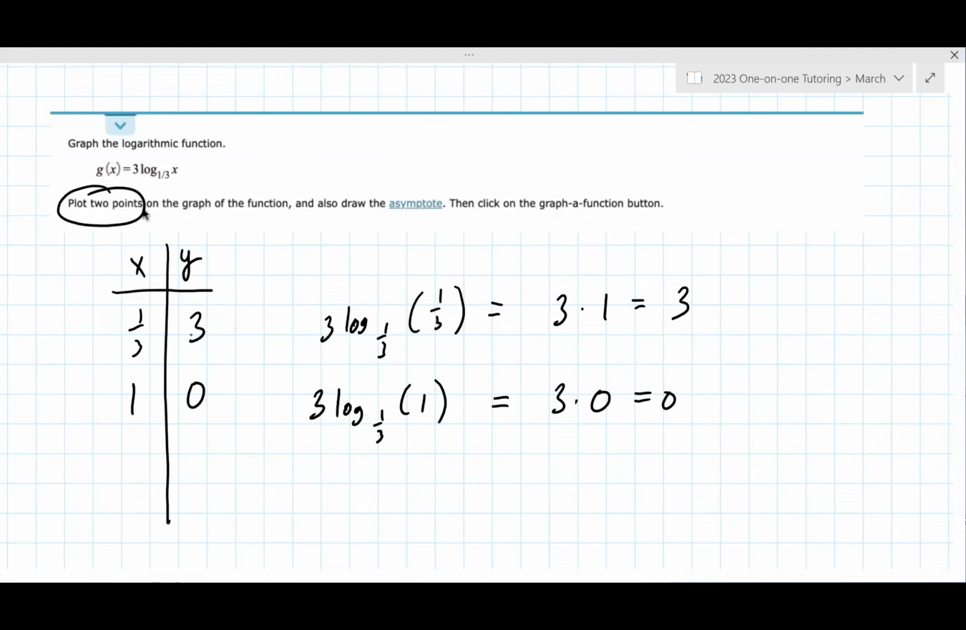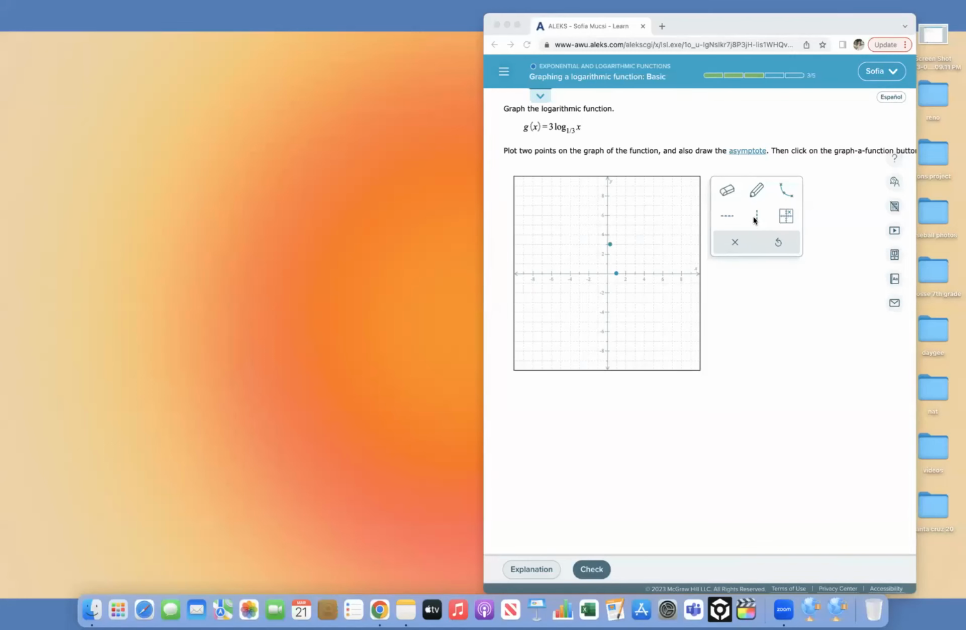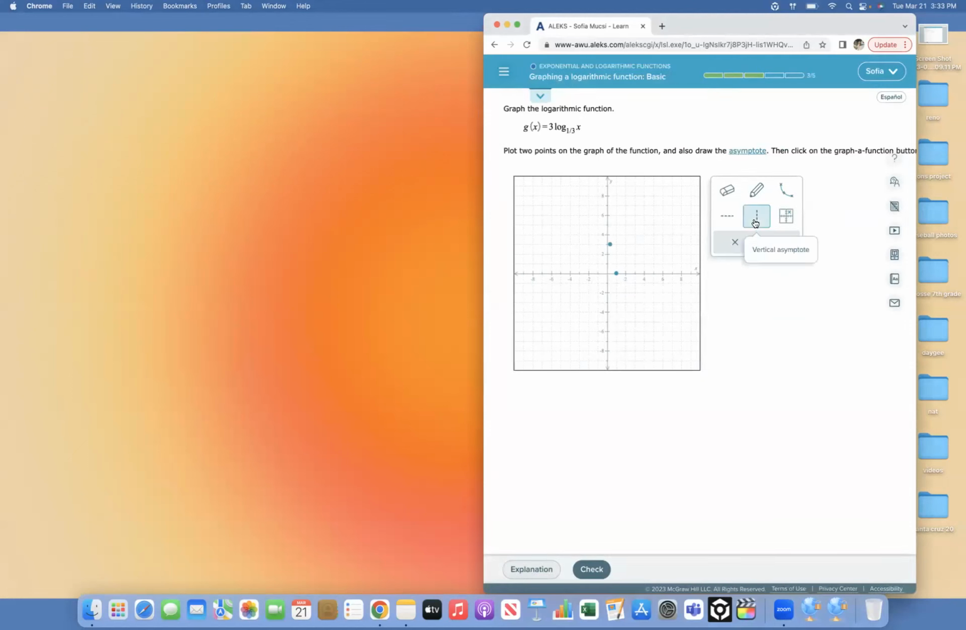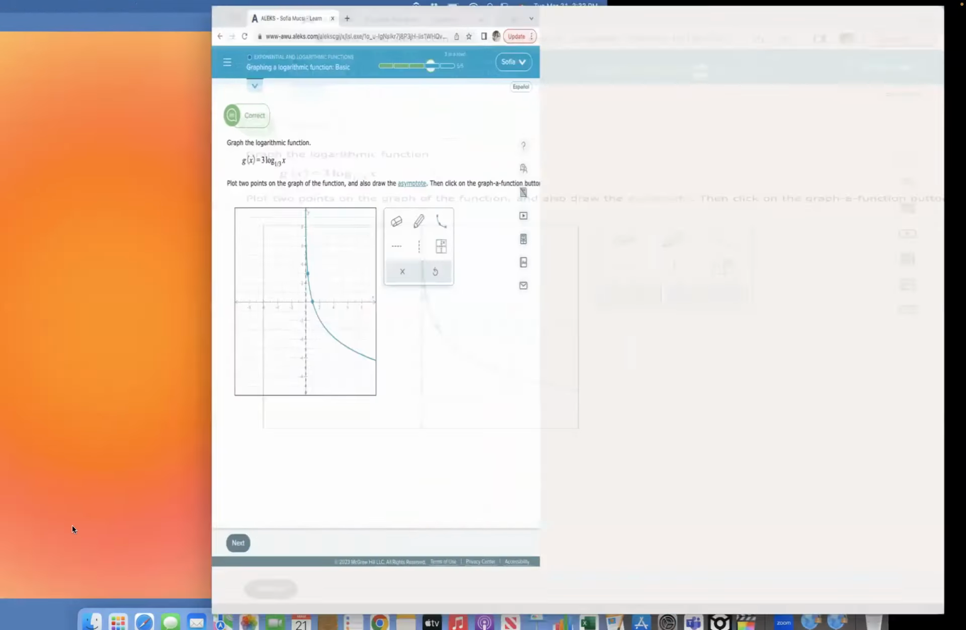Let's see, wait. It's saying here, I'm just gonna share my screen. I don't know what happened. It's saying to plot, you also need the vertical asymptote. Yeah, so I have to put this first. That's x at 0 there. There we go. Okay. That makes sense.